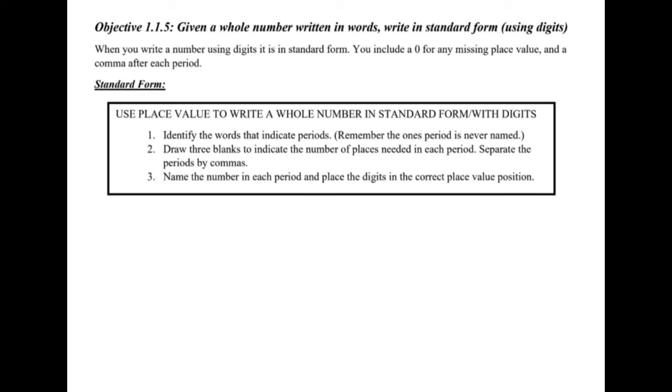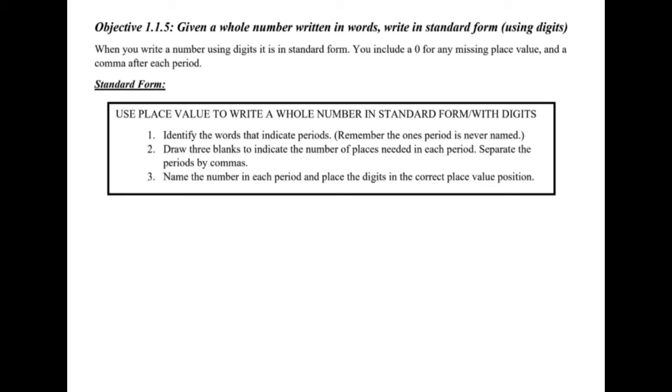Okay, now we're going to go backwards. So when you're given a whole number written in words, you need to write it in standard form using digits. Now here it's really important to put a 0 for missing place values. And like we've talked about already, commas after each period. Okay, now the zeros go in, I call them placeholders, and you'll see that here in just a minute.